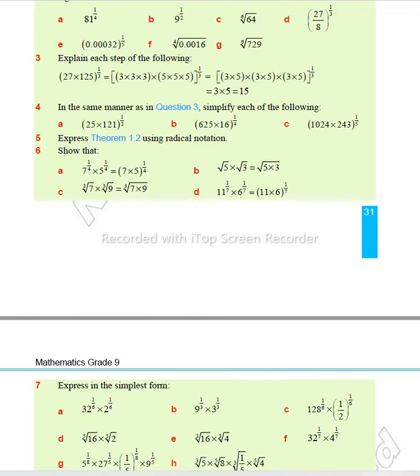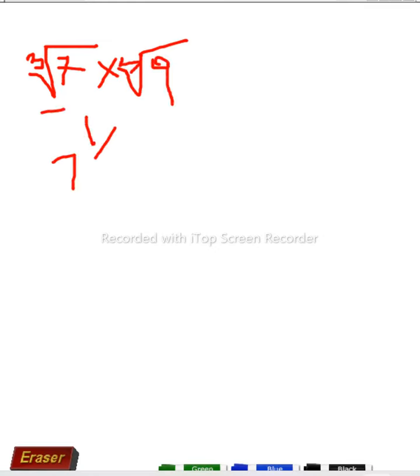See, this is also the same as what we did before. The cube root of 7 times the cube root of 9 is equal to this. So we write the cube root of 7 times the cube root of 9. We can write this as 7 to the power of 1 over 3 times 9 to the power of 1 over 3.